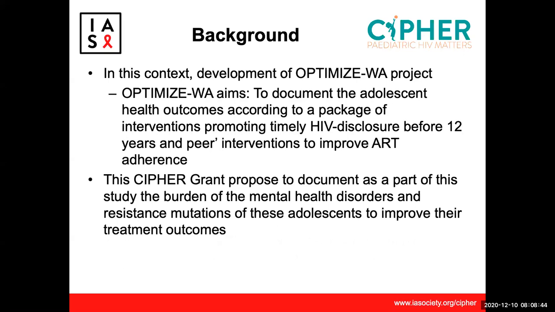So in this context, we developed the OPTIMIZE project, which aims to document adolescent health outcomes according to a package of interventions promoting timely HIV disclosure before 12 years, and peer intervention to improve ART adherence. This project will be conducted between 2020 and 2022. We propose in the CIPHER grant project to document the burden of mental health disorders and resistance mutations in these adolescents to improve their treatment outcomes.